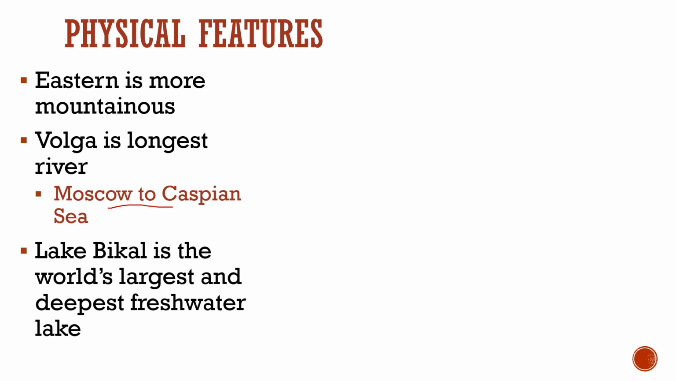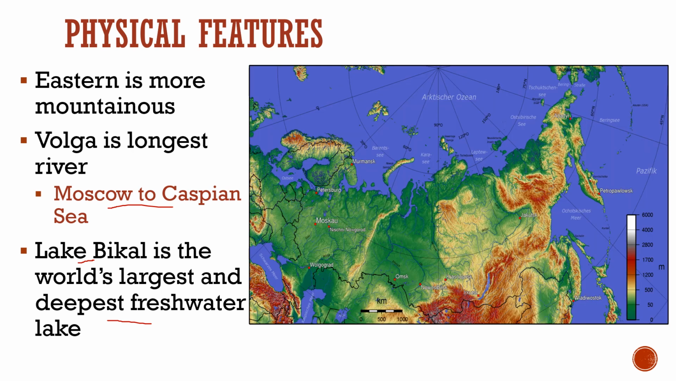And then also, a little tidbit: Lake Baikal is actually the largest and deepest freshwater lake in the world. If we look here at Russia, the elevation map showing the deeper reds and yellows indicates higher elevation. Again, the eastern part of Russia is much more mountainous than the western side, other than the Ural Mountains that separate it from Europe.